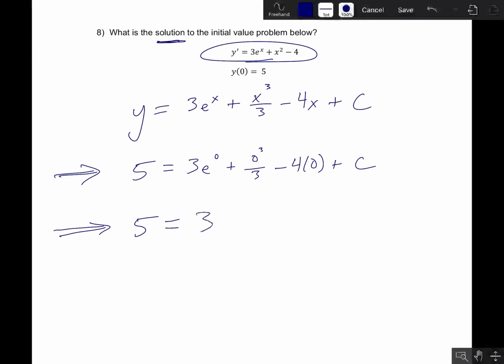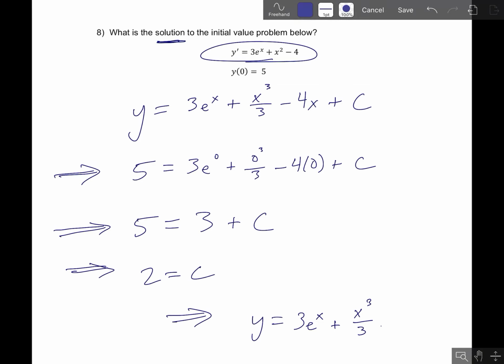And again, that first term is not going to be 0. It'll be 3 times 1, which is 3. The next two terms are 0, and then we'll get a plus c over here. So subtracting 3 from both sides will give you that 2 is equal to c, and then your answer is going to be the particular solution gotten by just plugging in a c value of 2. So this is what we get altogether.